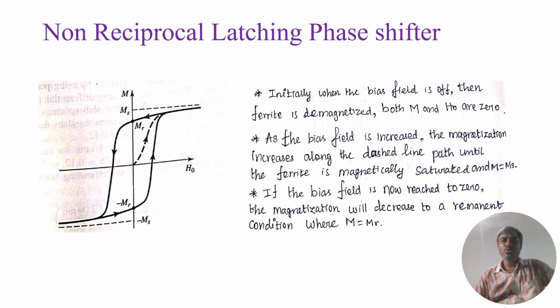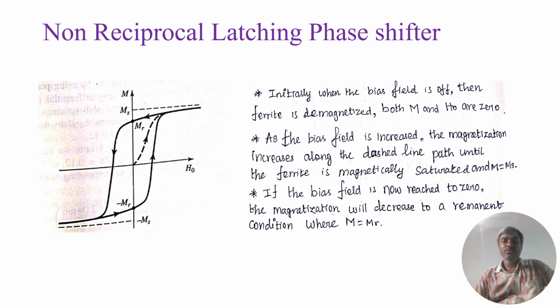Initially, when there is no bias field, the ferrite core does not have any magnetic field. Due to that, there will not be any phase shift in the incoming signal. Whenever a bias current is applied, the magnetic field of the ferrite core increases linearly. After a certain time, it reaches the saturation value.